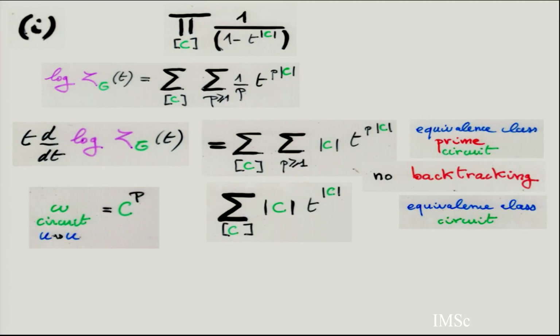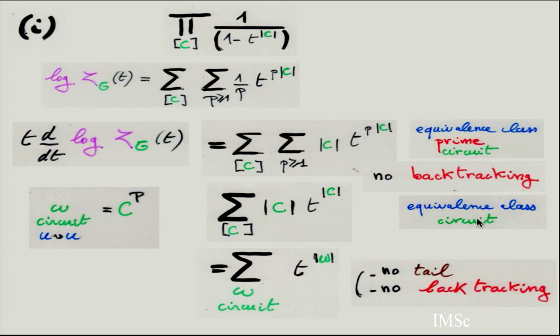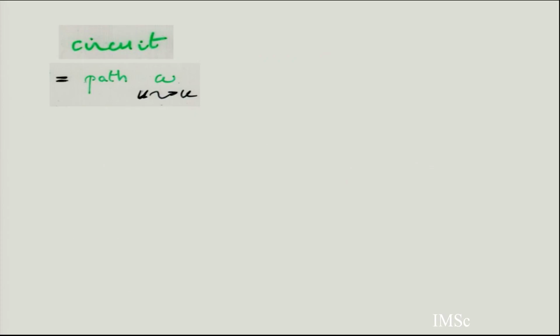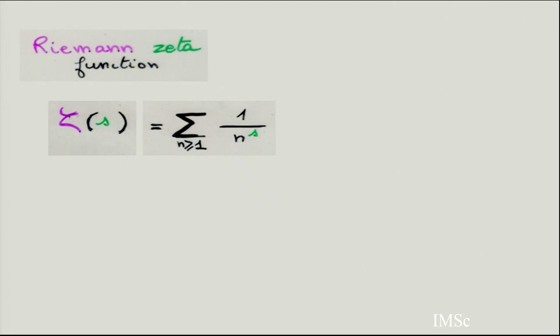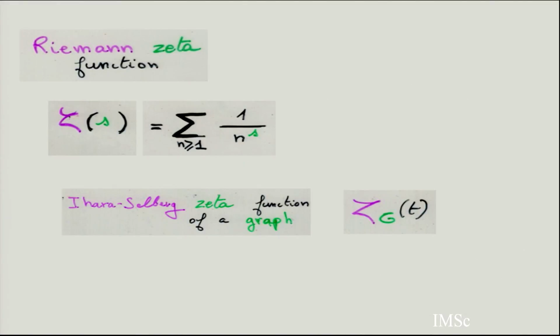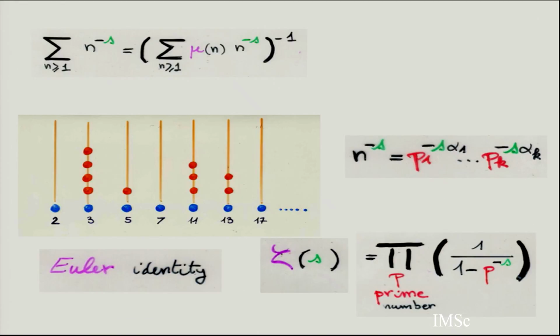Because the restriction was, you see here on the definition of the data function, it's the equivalence class of prime circuit with no backtracking. But when you fix the starting point and ending point, you have to say that the circuit has no backtracking, but no tail. Why no tail? Let's go back to the picture. Where is the tail? A tail may be manifested as a backtrack.